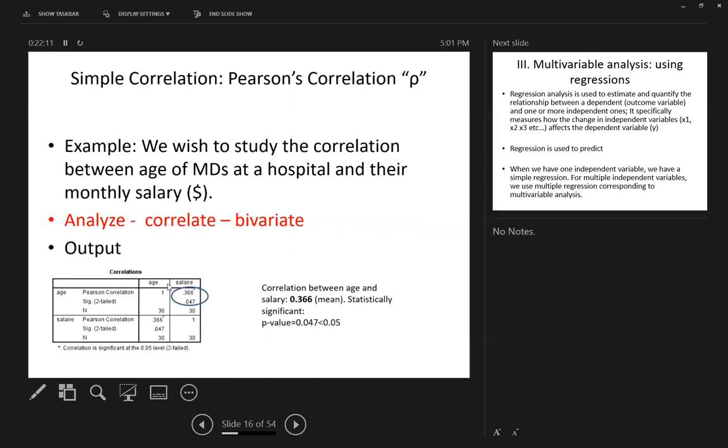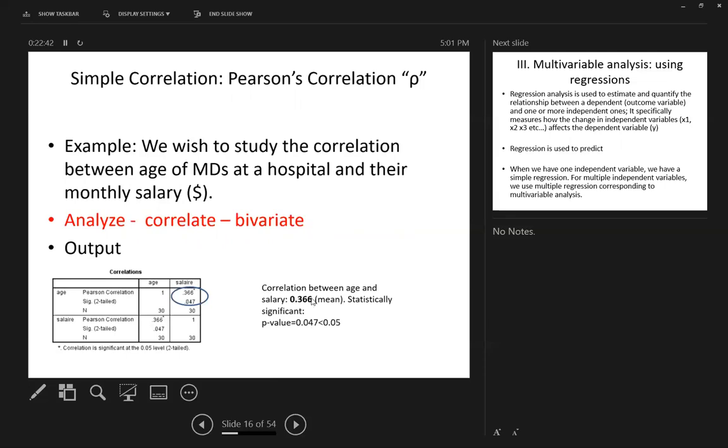So this is age versus age, of course, is 1. Age versus salary, this is 0.366, and therefore the correlation is 0.366. Correlation, or R, or correlation coefficient, in the population we call it rho, but in the sample we call it R. It goes from -1 to +1. -1 is a perfect negative correlation. 0 is no correlation, and 1 is a perfect positive correlation.